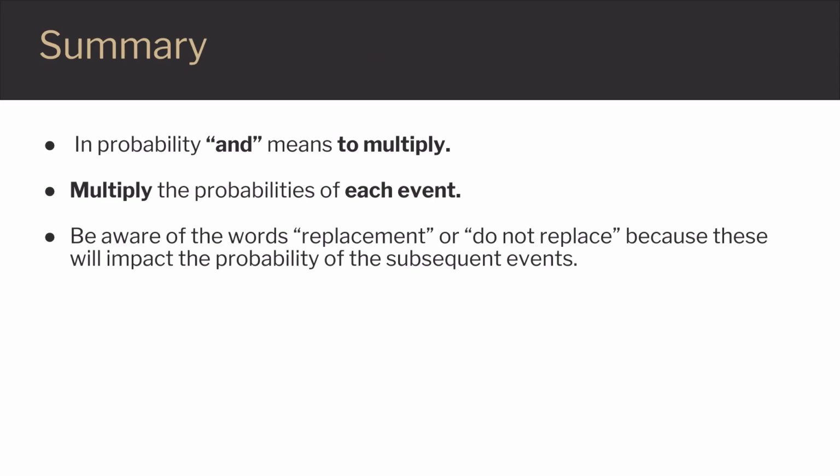In summary, we want to note that in probability, AND means to multiply. Multiply those probabilities. Also, be aware of the words replacement and do not replace. Do not replace will result in a drawdown of the card probability, object, or individual's probability.